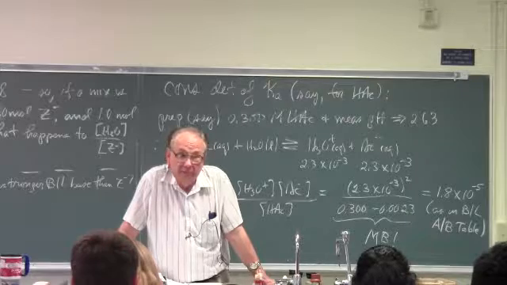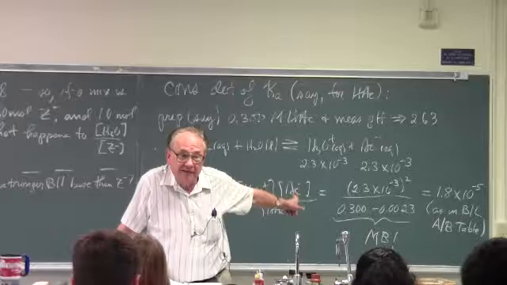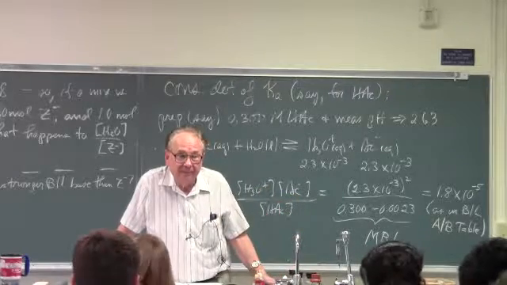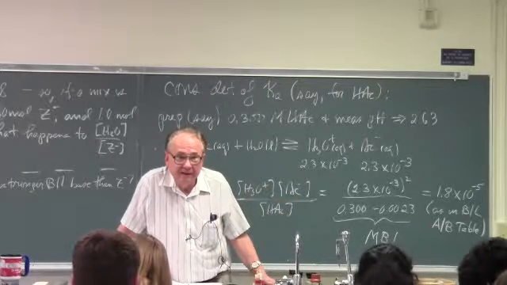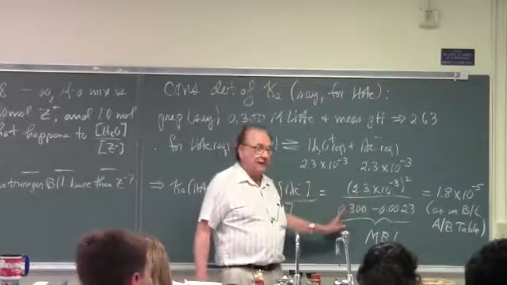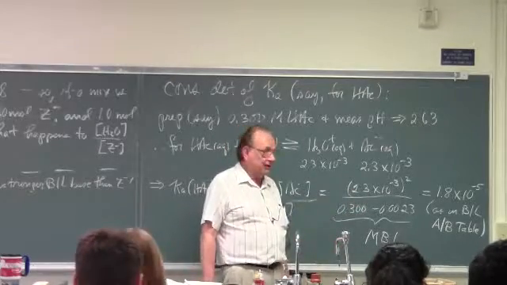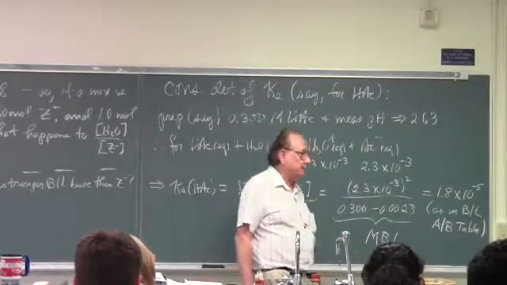I can't go to 4 sig figs. The molarity of acetic acid is only known to 3. So what do I get? 0.298. So I take this product divided by 0.298 and I get Ka for acetic acid. And I'll get 1.8 times 10 to the minus 5, just like you see in our acid-base table.